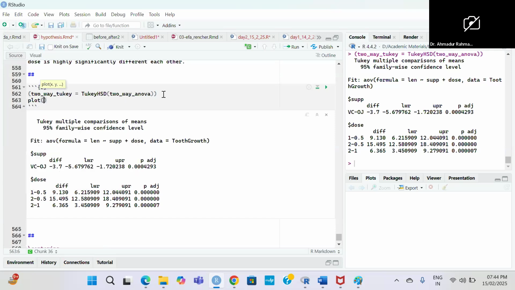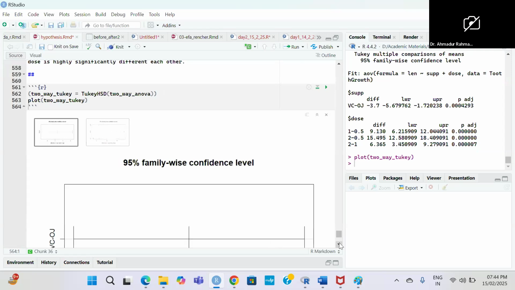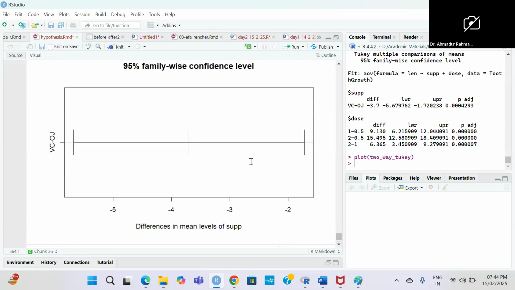Now we plot them, two-way Tukey, and see this. First we have this plot. This is between VC and OJ. So VC and OJ में देखें यहाँ पे इस लाइन पे कहीं पे भी जीरो नहीं है, राइट? ये जो लाइन है -5, -4, -3, -2, but there is no zero. So zero नहीं है, that means this difference is significant.